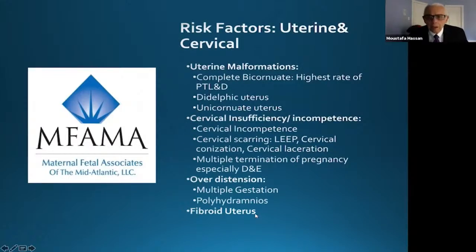Now, uterine and cervical factors are important also. Uterine malformation, especially for those who deal with infertility and IVF, or large fibroids, cervical insufficiency or incompetence, whichever way you want to call it. That's for people who have historical cervical incompetence or have scarring, such as cervical conization, LEEP, cervical laceration, multiple abortions, especially second trimester with D&E, or overdistension, as you are all aware, especially in people doing IVF, multiple gestation, polyhydramnios, and fibroid uterus.